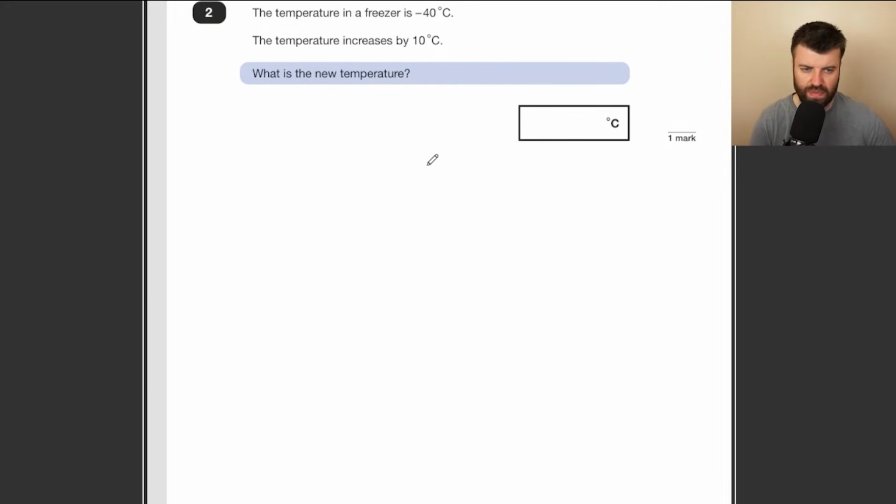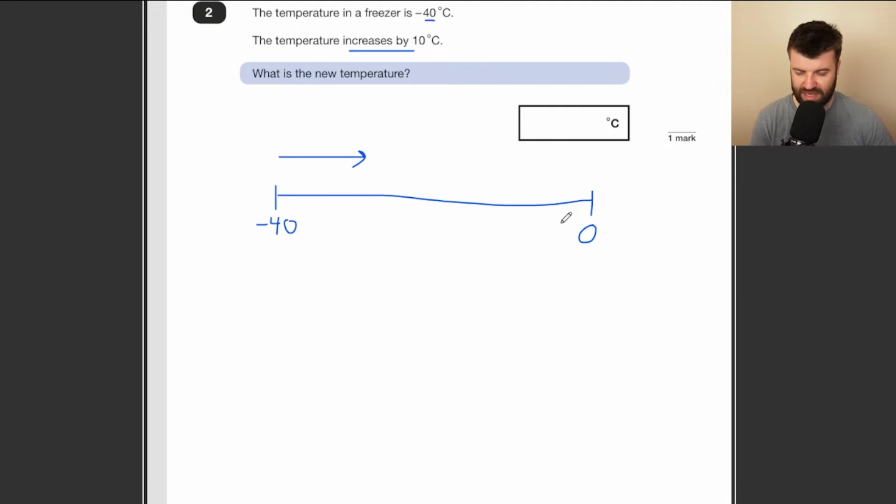Next up, question 2. The temperature in a freezer is minus 40 degrees C. The temperature increases by 10 degrees C. What is the new temperature? Very simple question here, but it's just testing to see if you get trapped or not. You see 40, you see increase by 10, you might be tempted to write down 50. No, because if we've got a temperature scale like this, and let's say we're at minus 40, if the temperature is increasing, we're actually moving towards 0, aren't we? Because that's getting more and more hot.